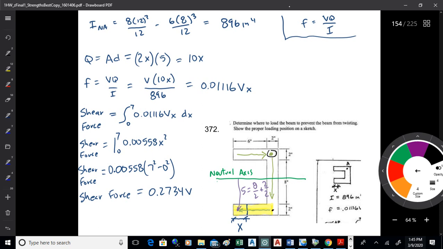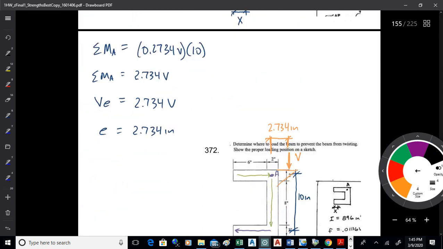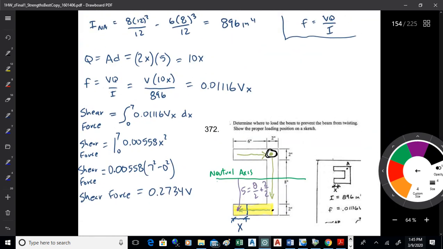What I'm going to do, I'm going to take moments about that point, because that will eliminate two of the shear flows that I have to deal with. So I'm doing that on purpose. And I'm putting that in the middle of the top flange and the middle of the web. That's the reference point, okay? So if you take moments about that point, I called it point A. So point A there, that's going to be purposely put in that center of the web and the flange there.